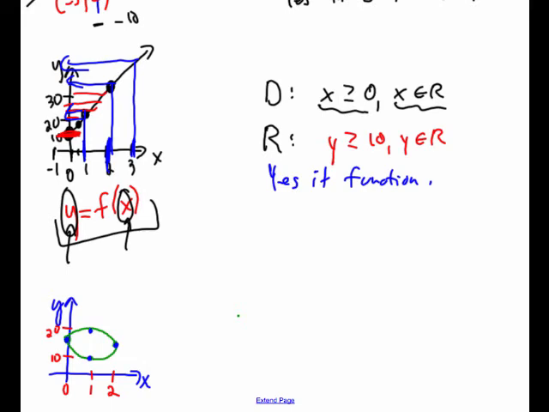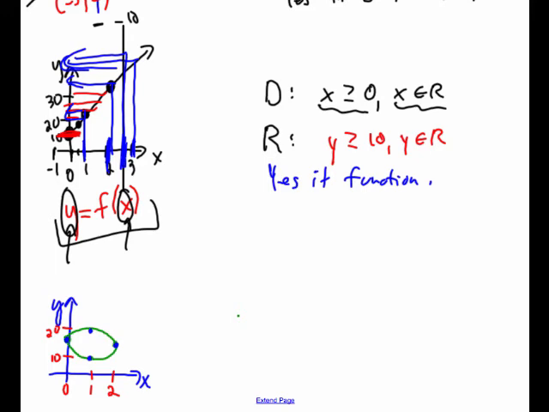Now just on the topic of is something a function or not, what we often use is something called a vertical line. And if you can take your vertical line and move it over the graph so that this vertical line intersects your graph in only one spot, that will mean that your relation is a function. Because for a given x, there's one y.